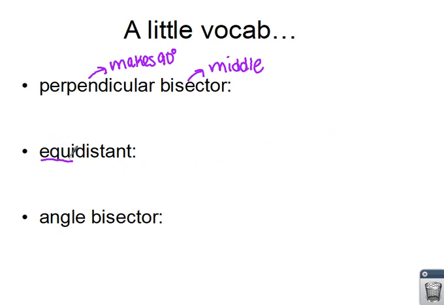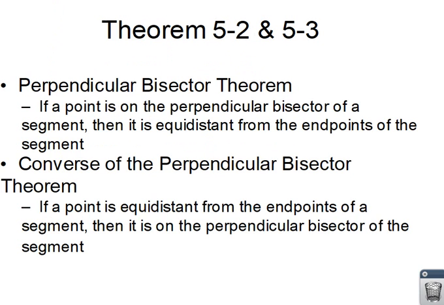Equidistant, equa being equal, so these would be equal distance. And then an angle bisector, this would be a segment in the middle of an angle that cuts an angle in half. Alright, you need to know what these are before we can talk theorems. So, perpendicular bisector theorem and converse of perpendicular bisector theorem.